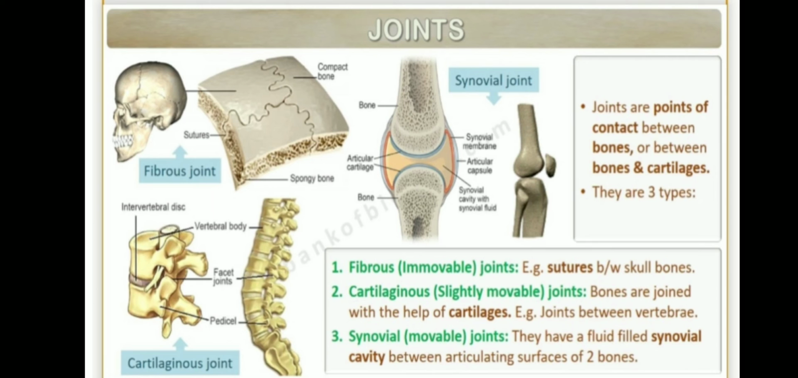In cartilaginous joints, the bones involved are joined together with the help of cartilages. The joint between the adjacent vertebrae in the vertebral column is of this pattern and it permits limited movements. Synovial joints are characterized by the presence of a fluid-filled synovial cavity between the articulating surfaces of the two bones. Such an arrangement allows considerable movement. These joints help in locomotion and many other movements.